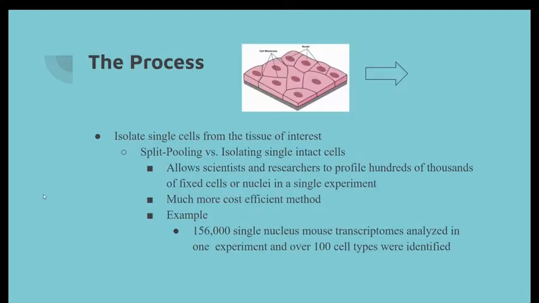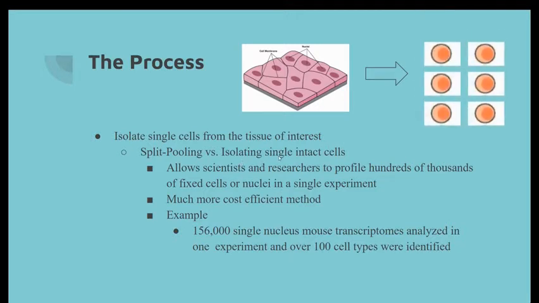But how does this all work? The first step in single-cell sequencing techniques is to isolate cells from the tissue being sequenced. This is usually done through split pooling over simply isolating cells, since it is much more cost efficient. Engineers at the University of Washington were able to analyze 156,000 single-cell transcriptomes from mouse brains and spinal cords, and over 100 cell types were identified, with gene expression patterns corresponding to cellular function, regional specificity, and stage of differentiation.